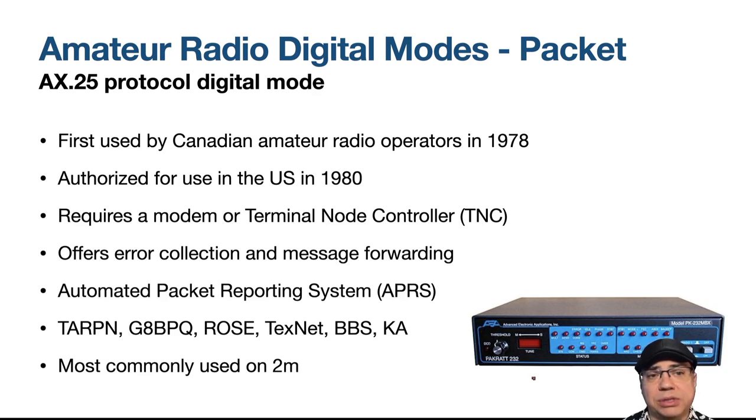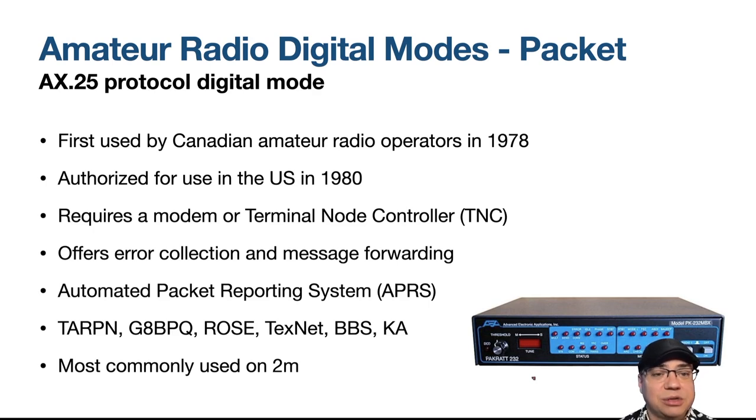One of the most popular implementations of this is the APRS system, or Automated Packet Reporting System. This is really a system that's designed to report locations, to say, I'm here, I'm in a car, and I'm driving, and these are my GPS coordinates. It's a way for hams to be able to find each other and share their location, like the original Foursquare, if you will.